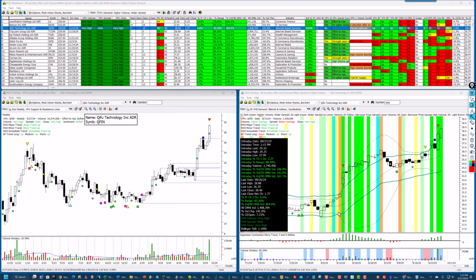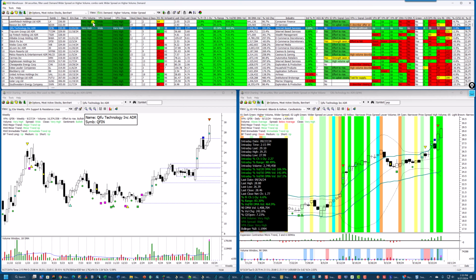Now the problem now is that so many of the stocks are extended, it's really hard to jump on these stocks, but this will work both on the long side and the short side. I'm showing you the long side right now, but I have scans for both.